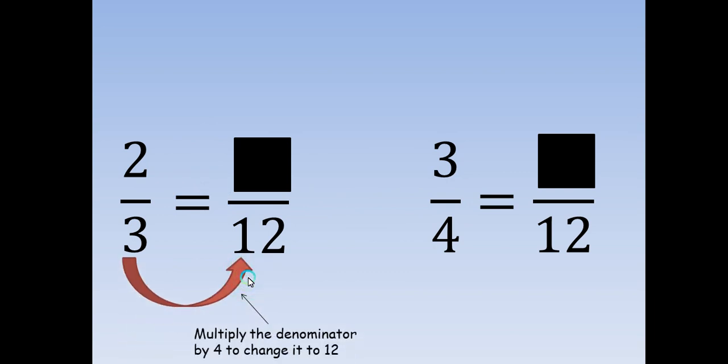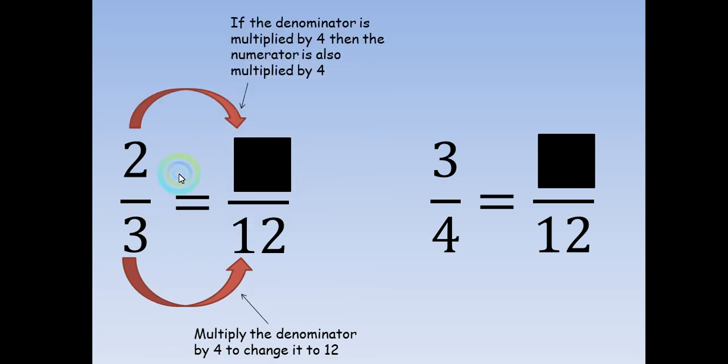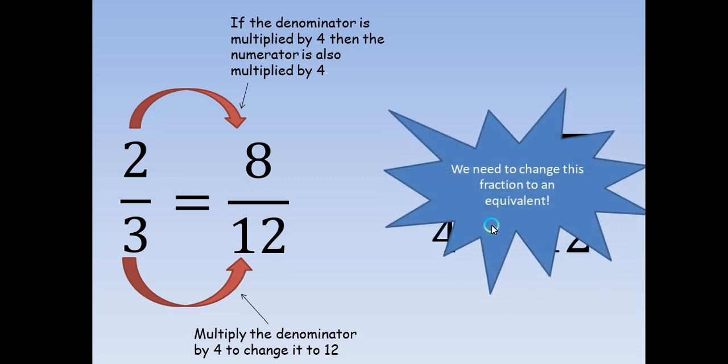Can you see? We multiply by 4. And don't forget, if you multiply the down by 4, the up will multiply by 4. So 2 times 4 will give us 8, and 3 times 4 will give us 12. Now let's go to the second fraction.